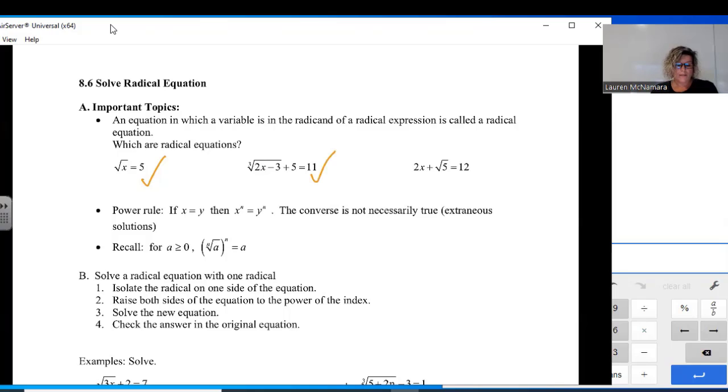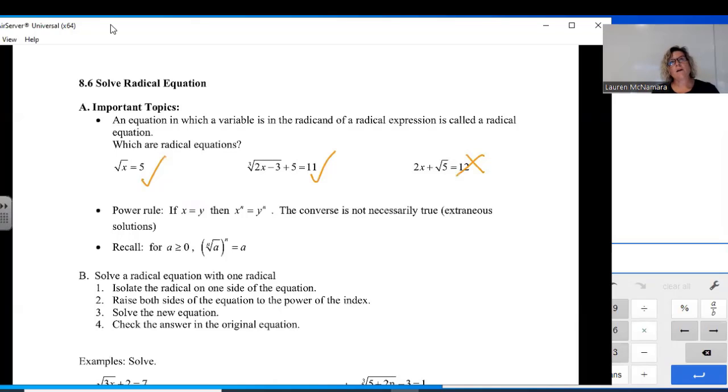Looking at the last one, where is my variable at? My variable is here. This just says the square root of 5. The square root of 5 is a real number. This is just the exact value, so we leave it as a radical. So this last one right here is not a radical equation.